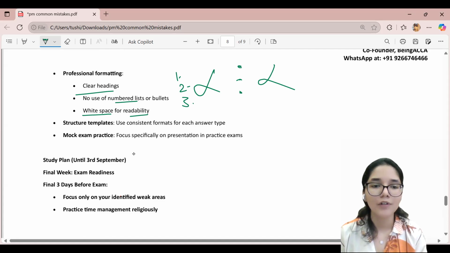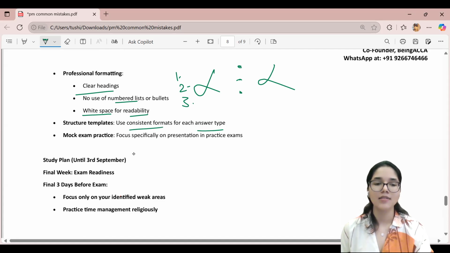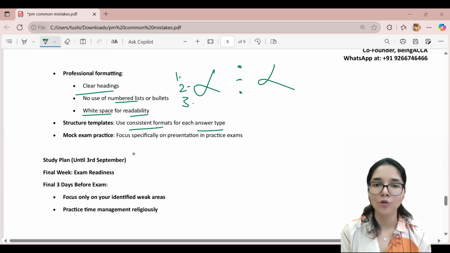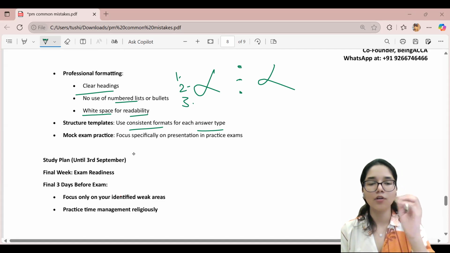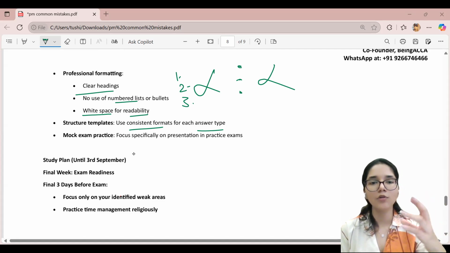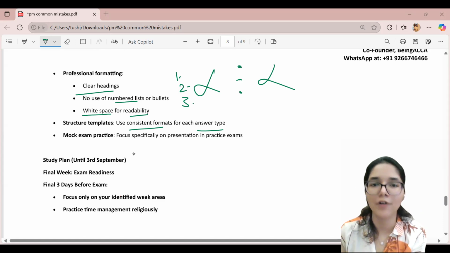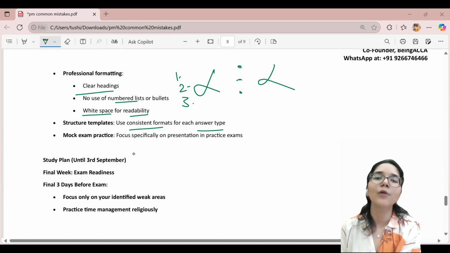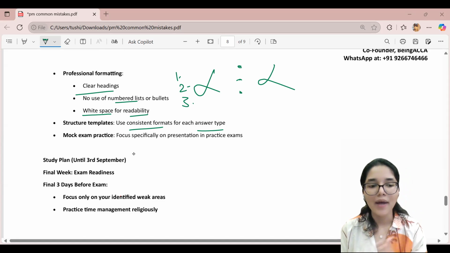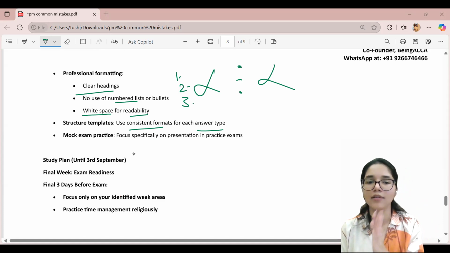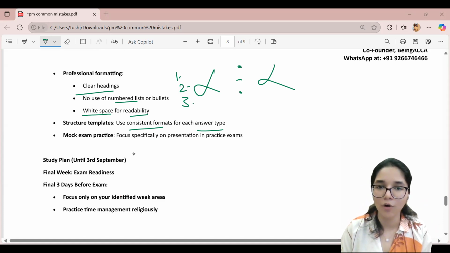Structure template: you will follow a consistent format for each answer type. If it is a numerical question in Section C, your workings should be easy to follow. Do not fit the working note into the main working. Working notes should be presented separately, where you label it clearly that this is my working note and you tell what working you are doing in that working note. So the numerical answers should have enough labeling for the examiner to understand that the student has tried to calculate this thing over here.